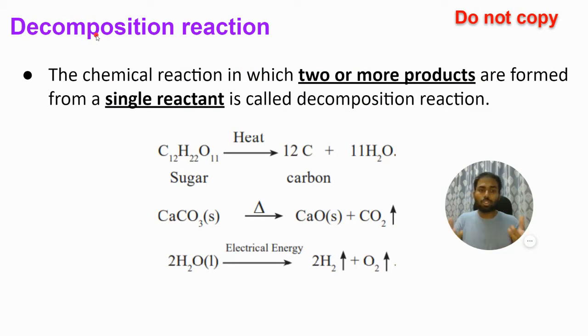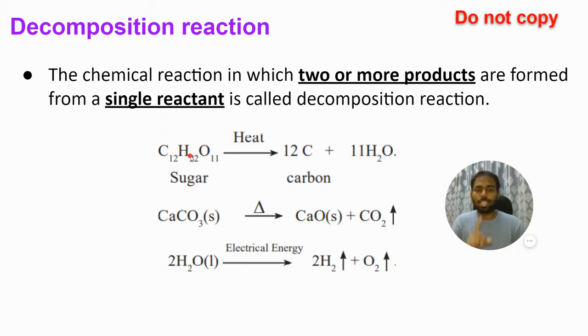Okay, what does decompose mean? Breaking into smaller pieces, right? We had seen this already in biology. To decompose means breaking down into smaller pieces. So what happens in a decomposition reaction? One or more products are formed from a single reactant. Okay, there is only one reactant, and from it two or more products are formed.